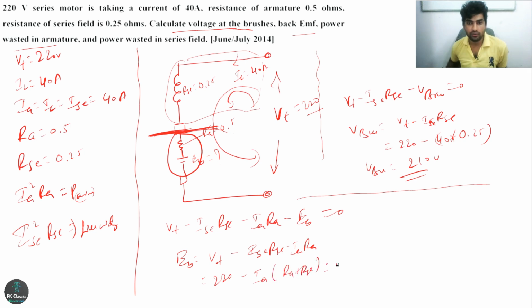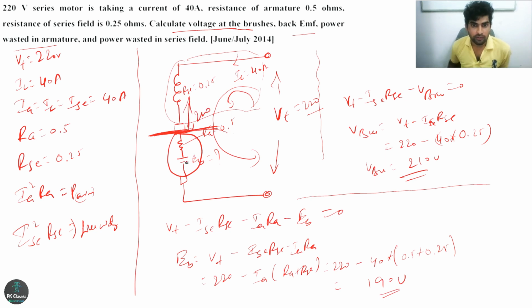So 220 minus IA is 40 or ISC is 40. You can take any one common outside because IA is equal to ISC is equal to IL. So 40 into RA is 0.5 plus 0.25. Finally, you'll get 190 volts. See here, till here 210. If it comes to here, another 20 volts drop. So finally, you'll get EB back EMF 190 volts.